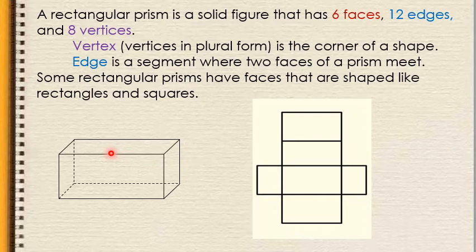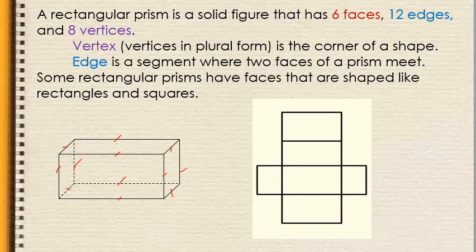So, ilang edges meron ang rectangular prism? We have 12 edges. Bilangin natin. Lagyan natin ng mark. So, 1, 2, 3, 4. Ang binibilang natin ay edges. 5, 6, 7, 8, 9, 10, 11, 12. So, we have 12 edges. Okay?